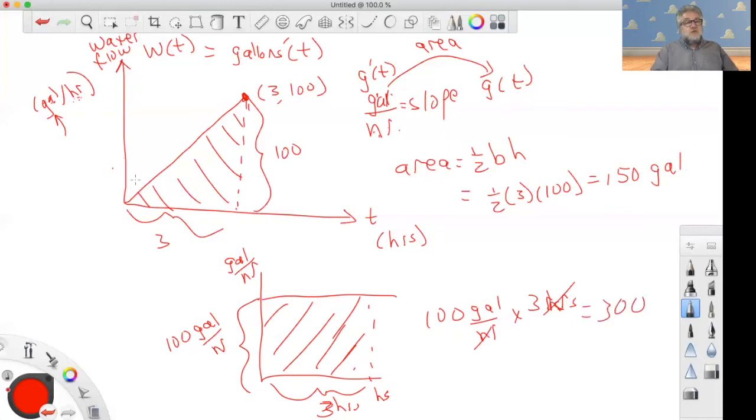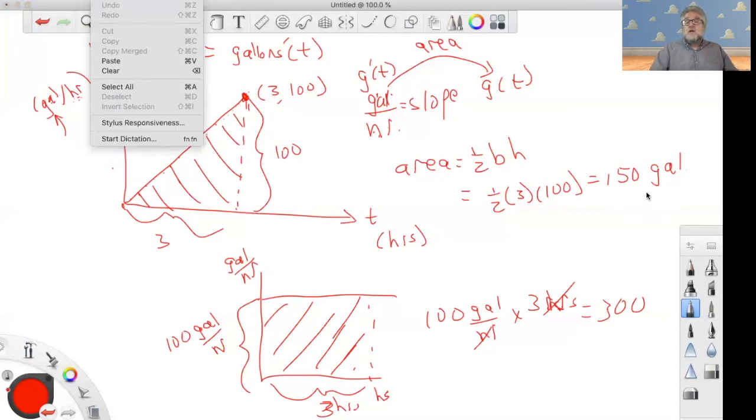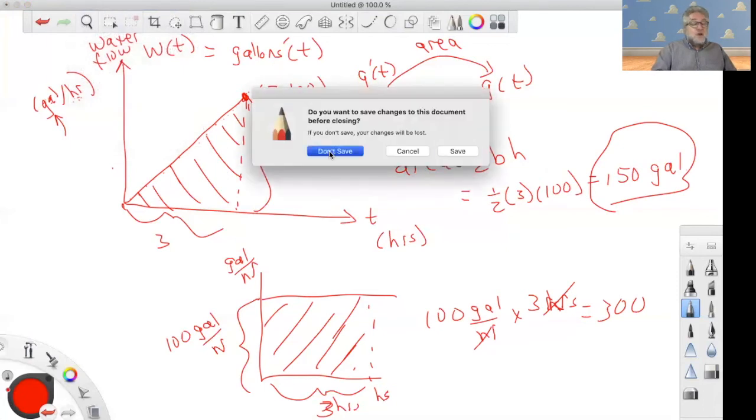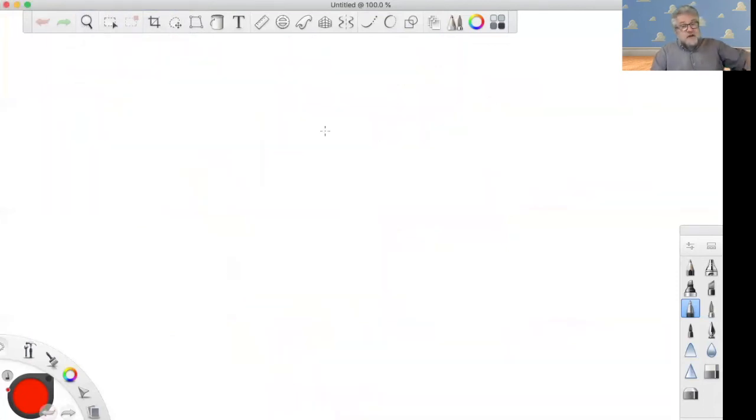But this shows the flow rate started out at 0, and then the amount of water coming out was increasing. The rate of water flow was getting bigger and bigger. To figure out how many gallons, we'd compute the area underneath the curve. So we'd get 150 gallons over here. That's an example of how we would use the area on the rate thing to get back to the original function and find the amount.